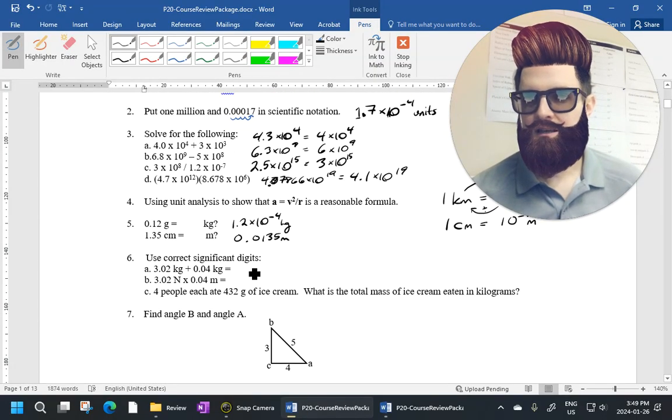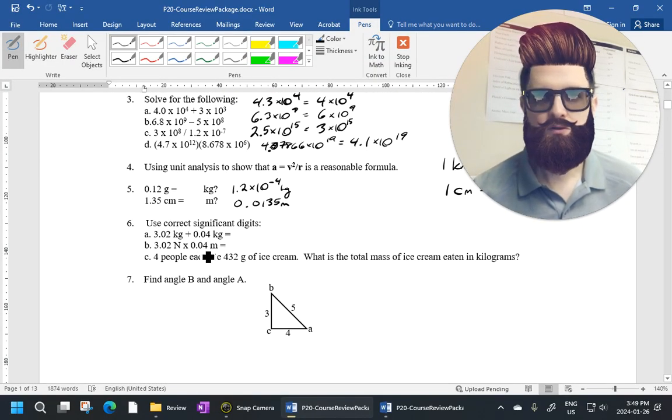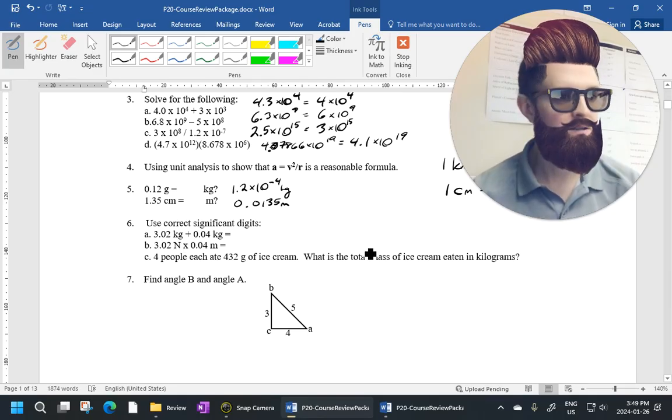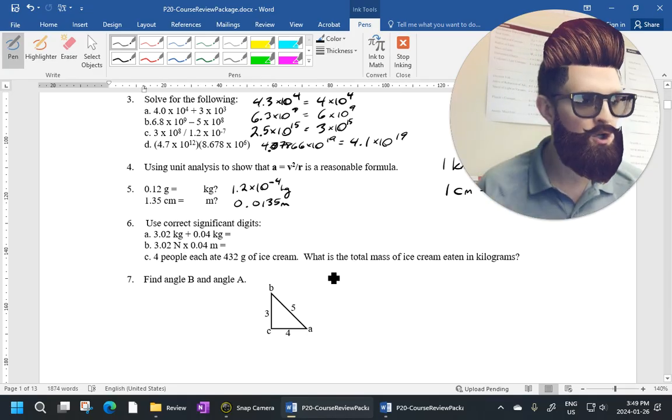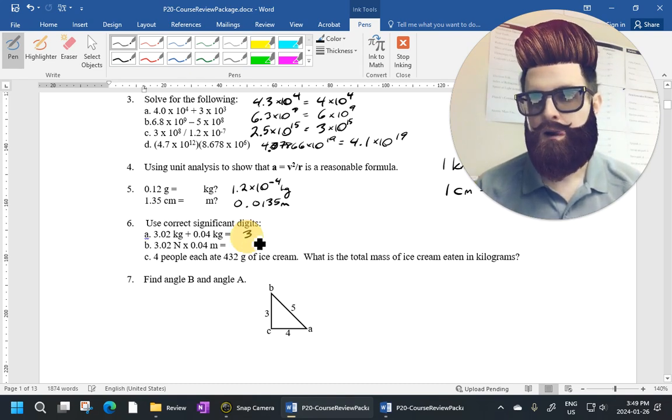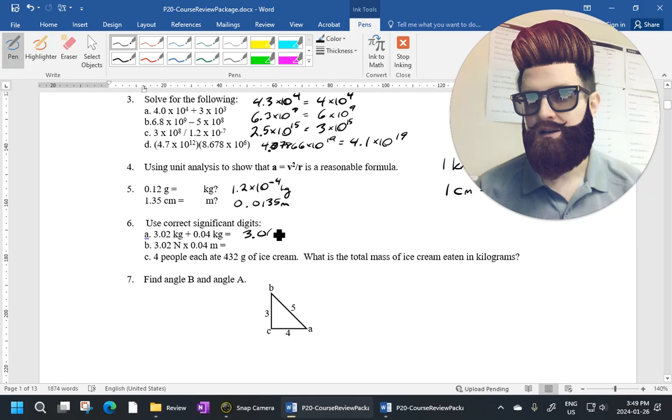Proper sig digs. As long as the units are good, you can add them together. Looks like we can definitely add these together, and they both have 2 decimal places. So the answer will have 2 decimal places. But then you got to watch out for units, right? So if you add the 2 kilograms together, you're going to get kilograms.